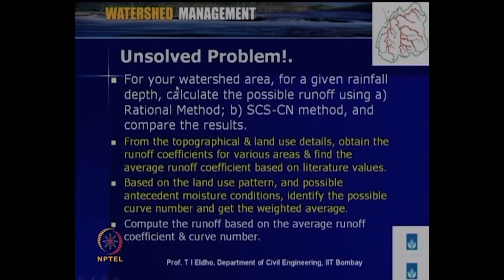Then one unsolved problem for your watershed area: for a given rainfall depth, calculate the possible runoff using the rational method and the SCS-CN method and compare the results. From the topographical and land use details, obtain the runoff coefficient for various areas and find the average runoff coefficient based on literature values. Based on the land use pattern and possible antecedent moisture condition, identify the possible curve number and get the weighted average. Then compute the runoff based on the average runoff coefficient and curve number. You can easily do this for your area.